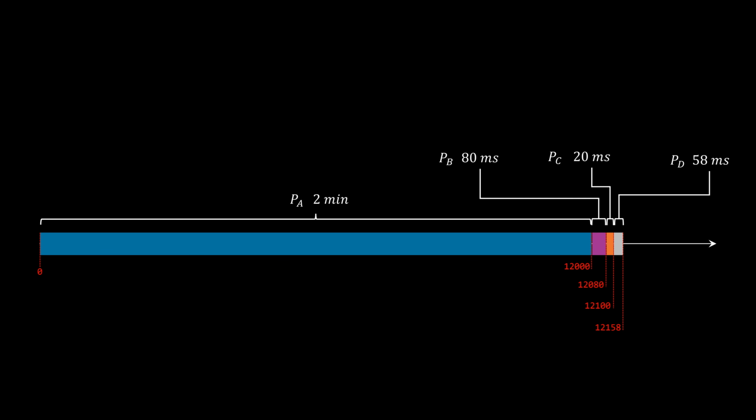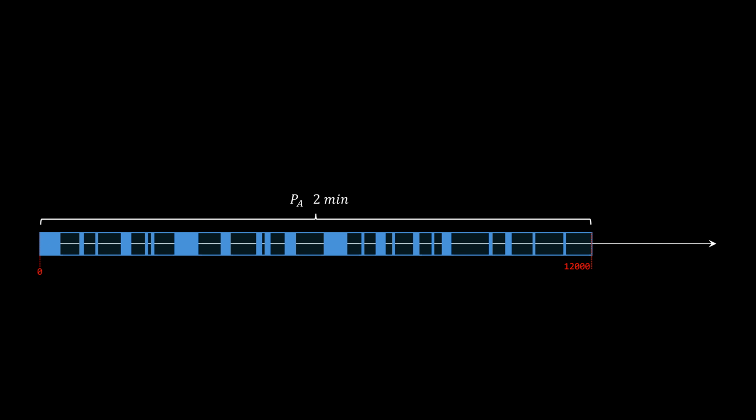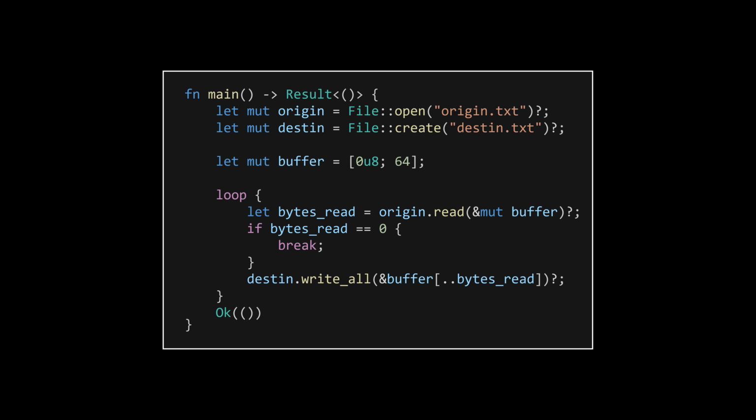Programs in execution don't use the CPU continuously. If a task takes 2 minutes to execute, it doesn't mean it kept the CPU busy for the entire 2 minutes. During execution, there are often periods where the program is waiting for something else. To illustrate this, let's break it down with an example program.